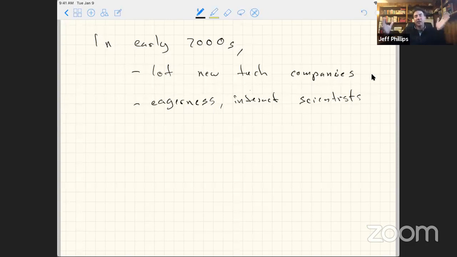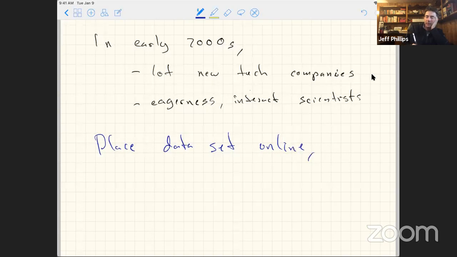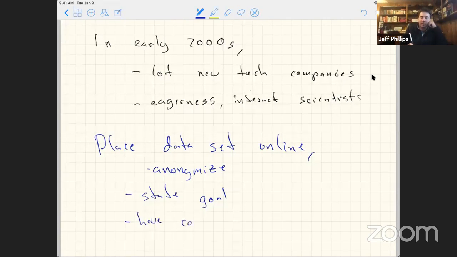All right, so the context I want to think about is you're a company and you'd like to place a data set online, and we want to somehow anonymize this data set so that we can't tell who the individual people are. Then state a goal, like a prediction, finding clusters, or some regression prediction on how much money someone will spend on my website or how much use they will get out of this product. And then have a competition to solve it, right?